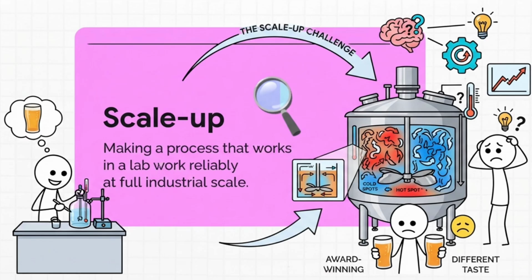For instance, if a home brewer makes an amazing, award-winning batch of beer in a little 5-gallon container, and then a massive commercial brewery tries to just replicate it at 50 times the volume, the beer can taste noticeably different. Heat spreads completely differently in a massive vat, and mixing behaves differently too. Success at a small scale absolutely never guarantees success at a large one.